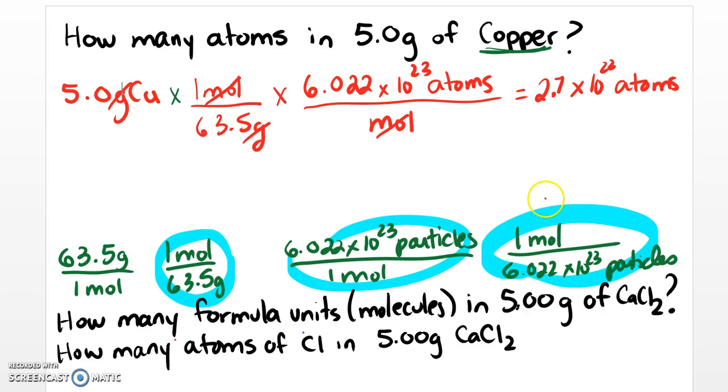Actually, I made a mistake. I can't do my math. It's not that. It is 4.7 times 10 to the 22 atoms. Notice you have 2 sig figs here, so your answer should have 2 sig figs. These 2 numbers here are defined numbers, so we don't use them to limit our sig figs.